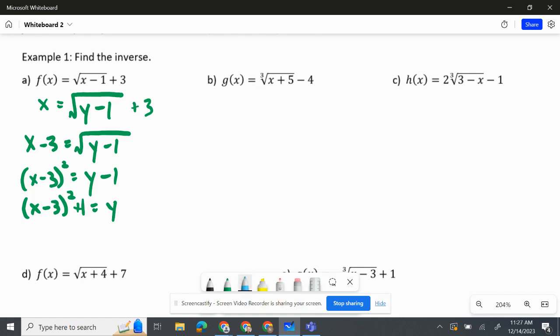Now I'm going to write it in its formal form. So I'm going to put -1, and that means the inverse. So the inverse of f of x is equal to x minus 3 squared plus 1.